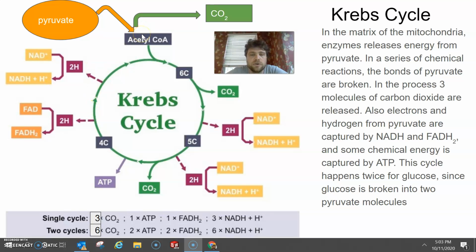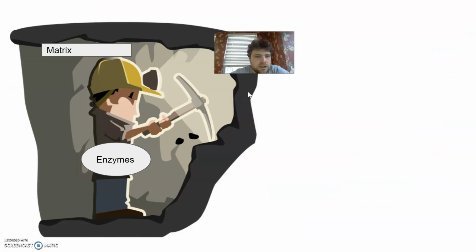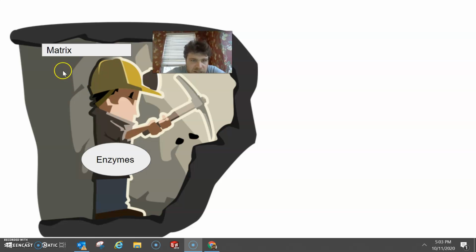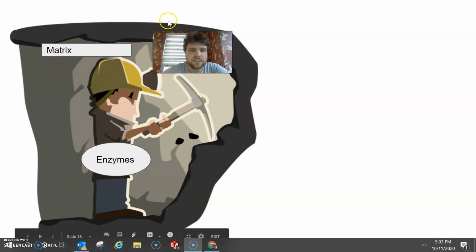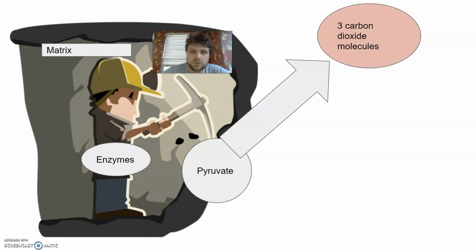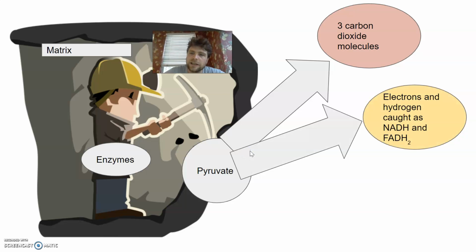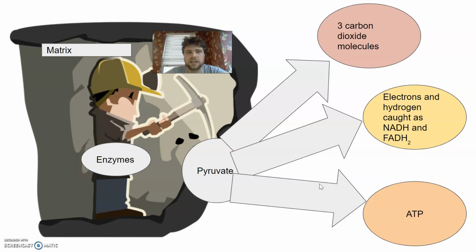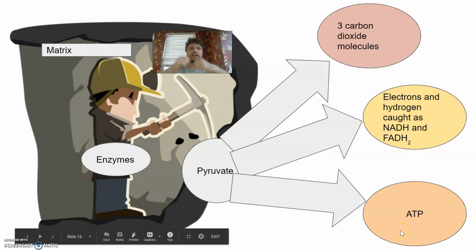So as the pyruvate goes through the Krebs cycle, think of it as you have these enzymes that are mining pyruvate. So inside of the matrix, this little cavernous space, think of this, or inside the mitochondria, and this miner is an enzyme. And so when it sees pyruvate, it rips it apart and releases carbon dioxide, and then breaks it apart again and releases electrons and hydrogens that are caught by NADH and FADH2, and then breaks it apart one more time and is going to use the broken bonds to recharge ATP.